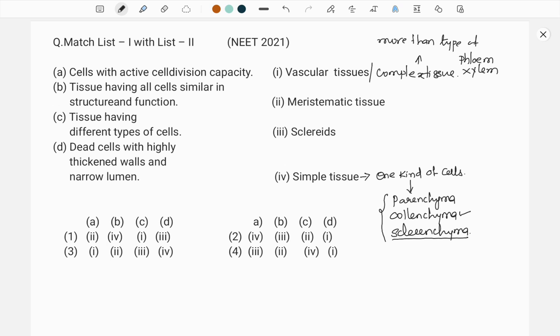So we also find sclereids in the leaves of tea. Tea leaves, that is, the leaf is the economic part of the tea plant. In that also we find the sclereids.